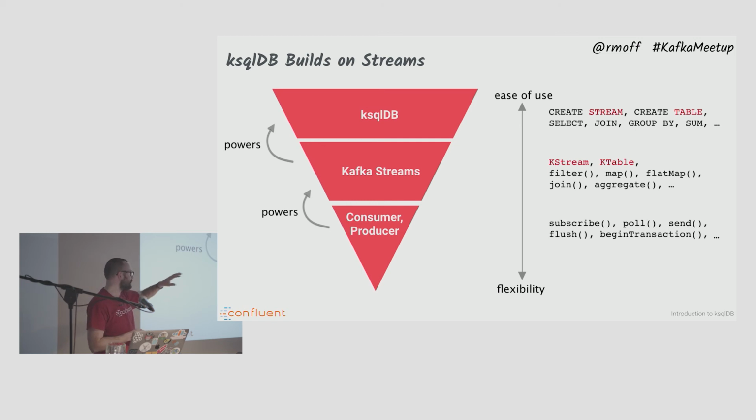So you can do everything using the producer and consumer API, and then you've got Kafka Streams, then you've got ksqlDB. Okay? Okay. How do you approach testing? Carefully.